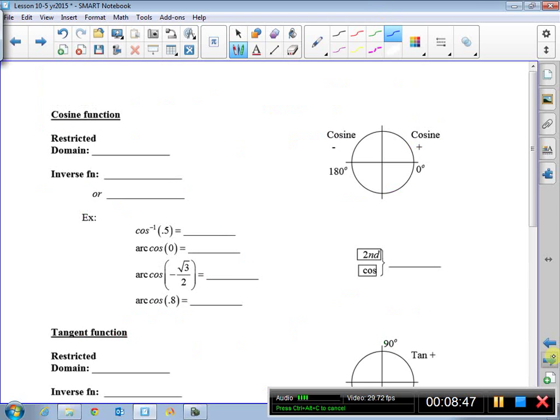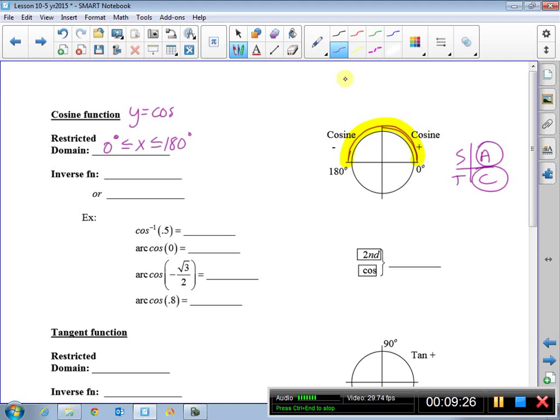Let's try cosine. So we need positives and negatives, and this time, if I use quadrant 1 and quadrant 4, remember, cosine's positive in both of those, so we don't use quadrant 4. What we use here is quadrant 1 all the way through to quadrant 2. So we're going to restrict this to this section, 0 to 180. So go ahead and shade that. So we're taking cosine of x, and we are restricting its domain so that we can consider an inverse. These values will become the answers.